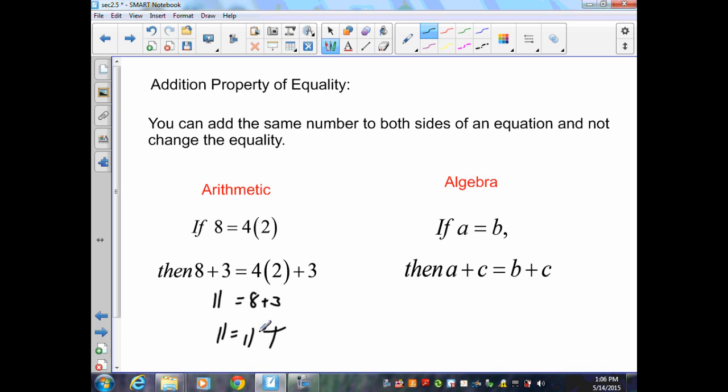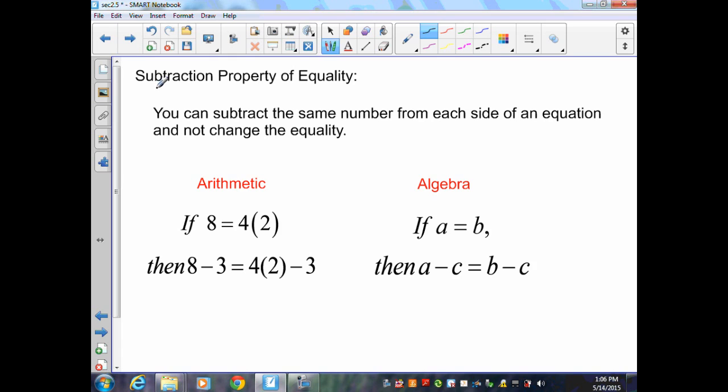Algebraically, it means if I have A equal to B, where A would be 8 in this representation and B would be the actual operation of 4 times 2, and those two values are equal, then as long as I add the same quantity to both sides, the equation is always true. The left side equals the right side.